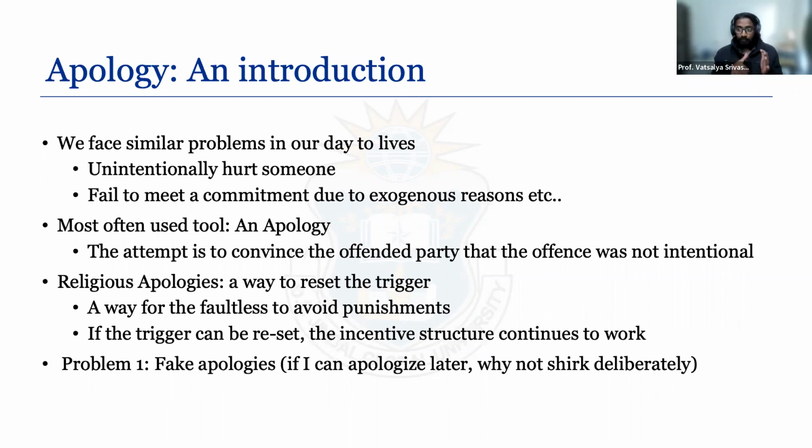So remember, we started off with problem number 1, free riding, solution, incentives. Problem number 2, incentive structure is not ideal because sometimes bad outcomes can get triggered. We said the solution is apology. But now once you started talking about apologies, we have to realize what the problems there are.